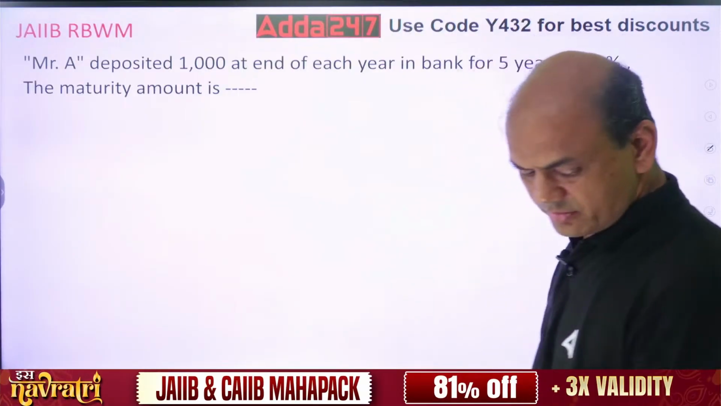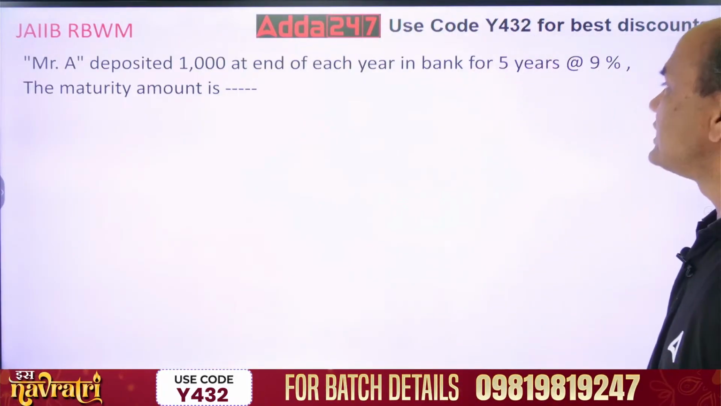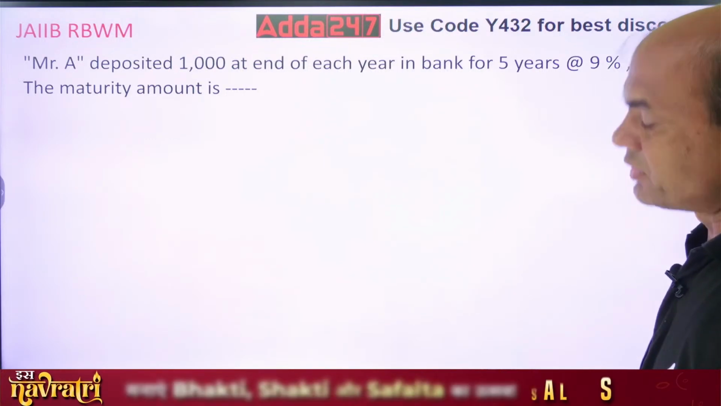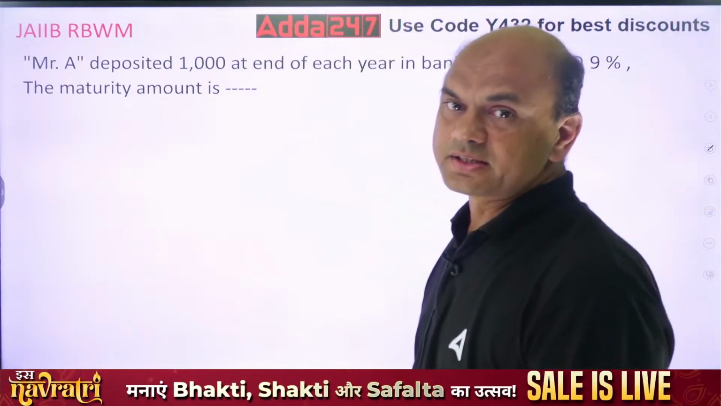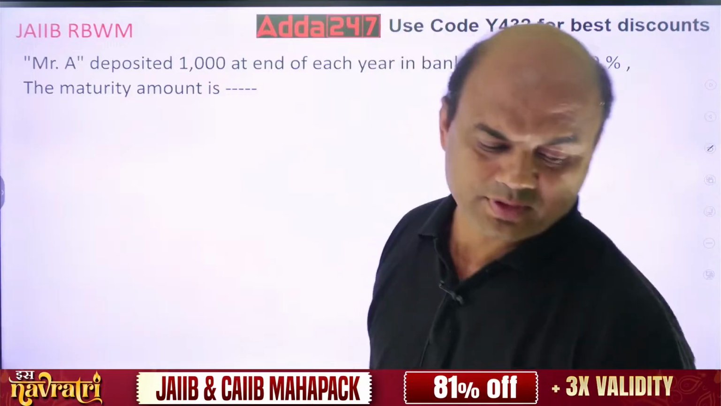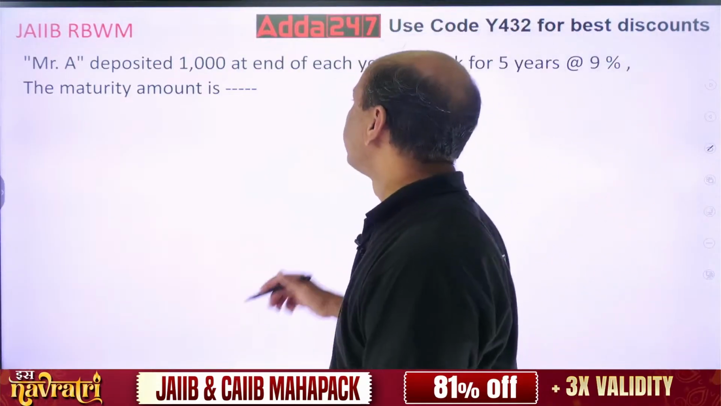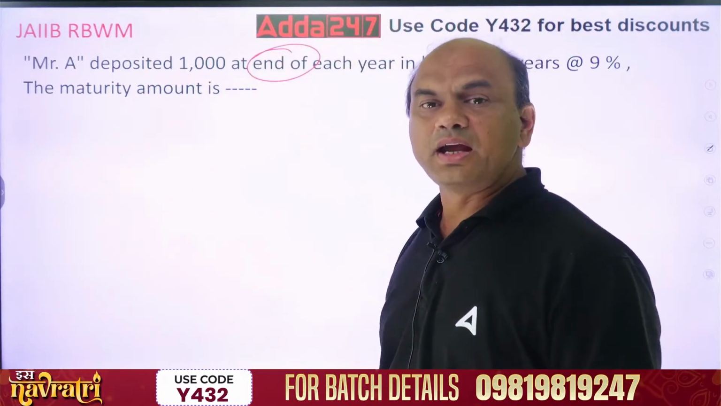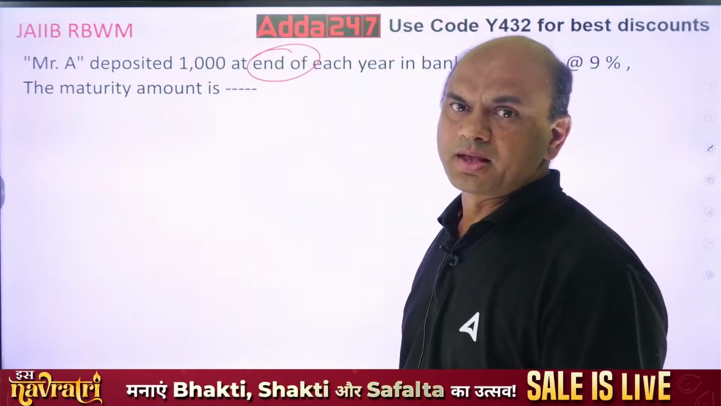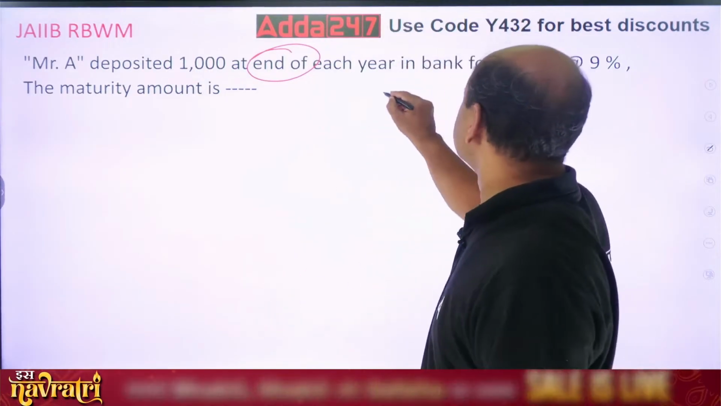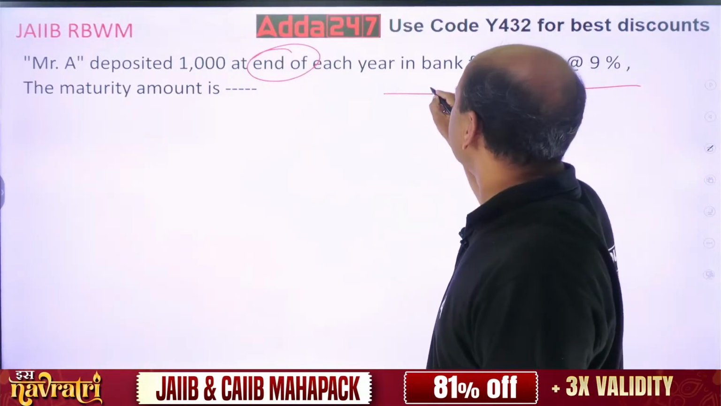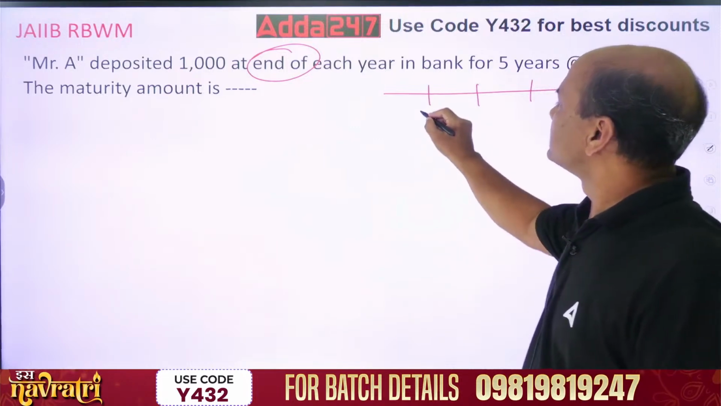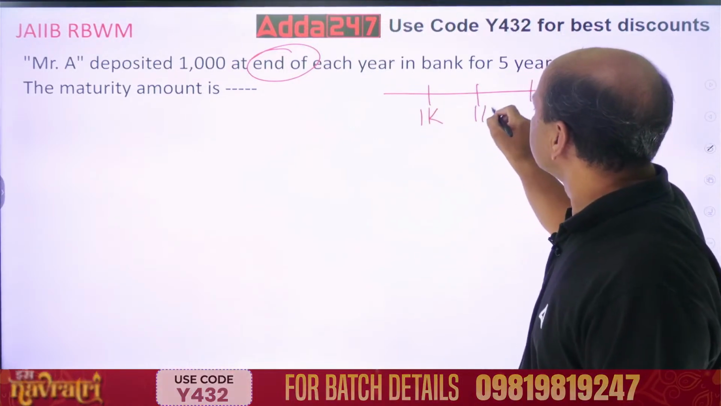Mr. A deposited 1,000 at the end of each year in a bank for 5 years at 9%. The maturity amount is? Now look at this. This is an annuity because the difference over here is A has deposited at the end of each year. When we say end of each year, it is known as annuity. See, like this: today, then end of each year, 1, 2, 3, 4 and 5. So at the end he deposited 1,000 over here, 1,000 over here.